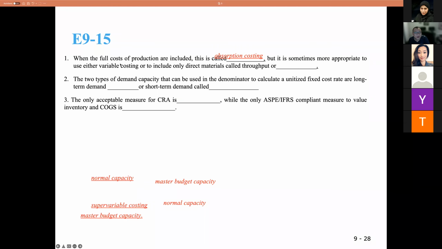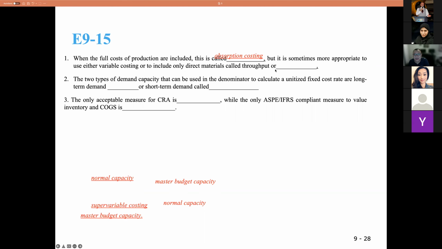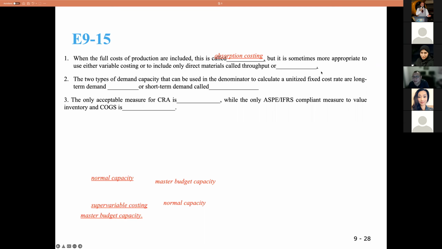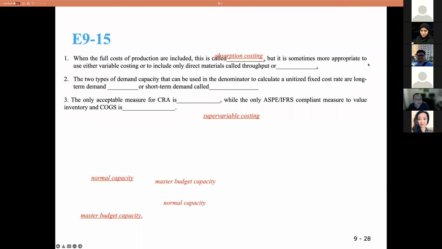So when the full costs of production are included, this is called absorption costing. But it's sometimes more appropriate to use either variable costing or to include only direct materials, called what? Roger? Super variable costing. Yeah, thank you.